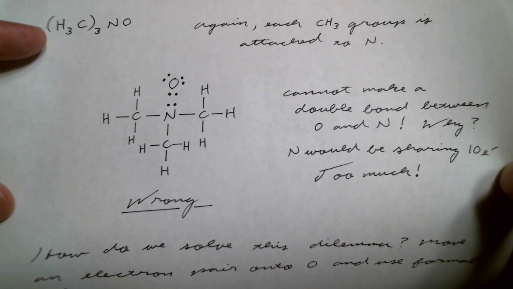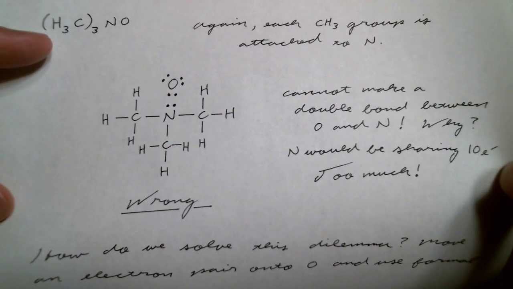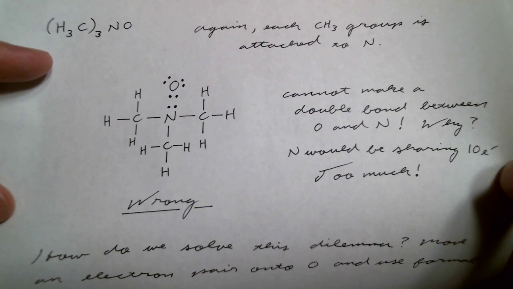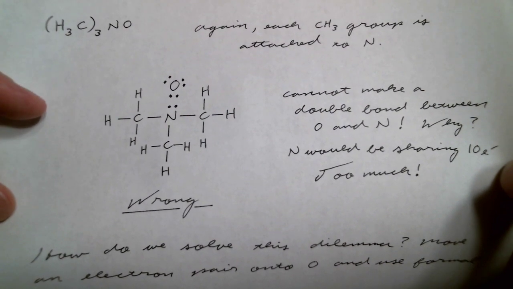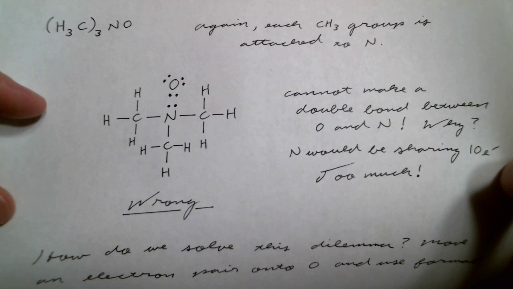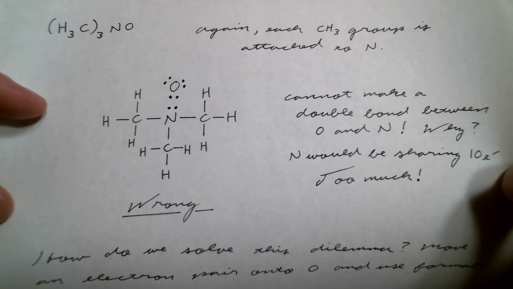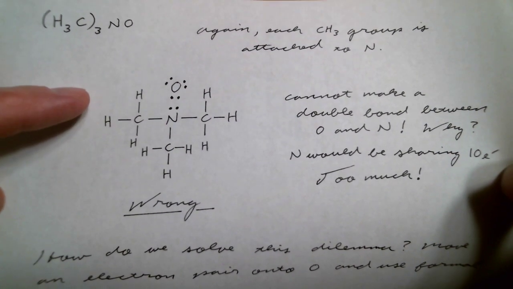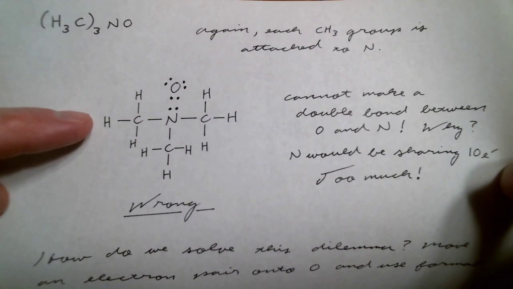Let's say we have a molecule (H3C)3NO. That's kind of interesting. We've got three methyl groups, a nitrogen and an oxygen. Again, each CH3, that is methyl group, is attached to the nitrogen. And so here I've diagrammed them out in their full Lewis glory.